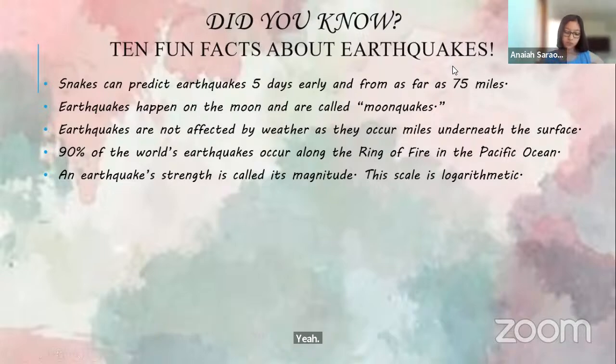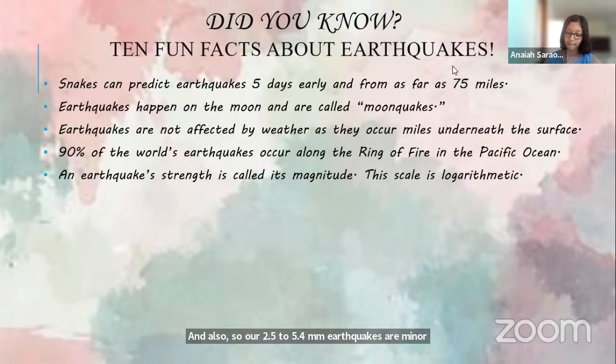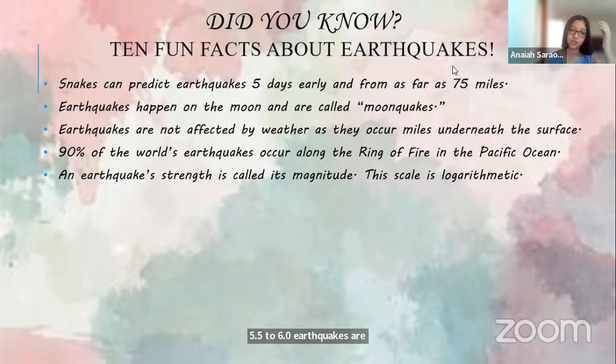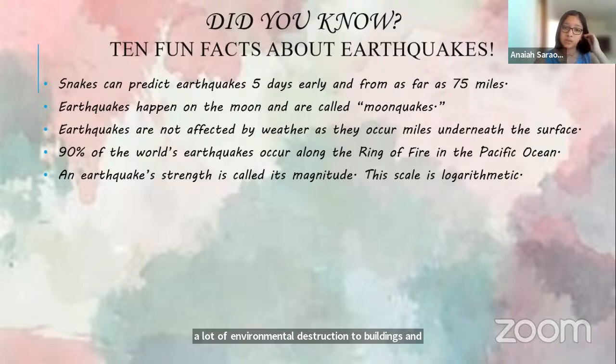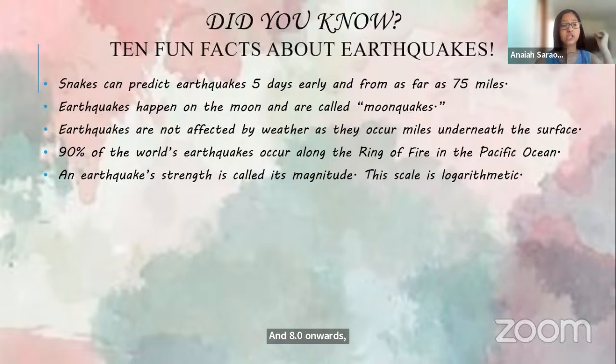And also, around 2.5 to 5.4 magnitude earthquakes are minor earthquakes and they cause very little damage. 5.5 to 6.0 earthquakes are moderate and they cause slight damage to poorly built constructions. 6.1 to 6.9 are strong earthquakes and they can cause a lot of damage, especially in populated areas. 7.0 to 7.9 are deadly earthquakes and they can cause a lot of environmental destruction to buildings and storey houses. And 8.0 onwards, it is very, very bad. It can ruin an entire region.